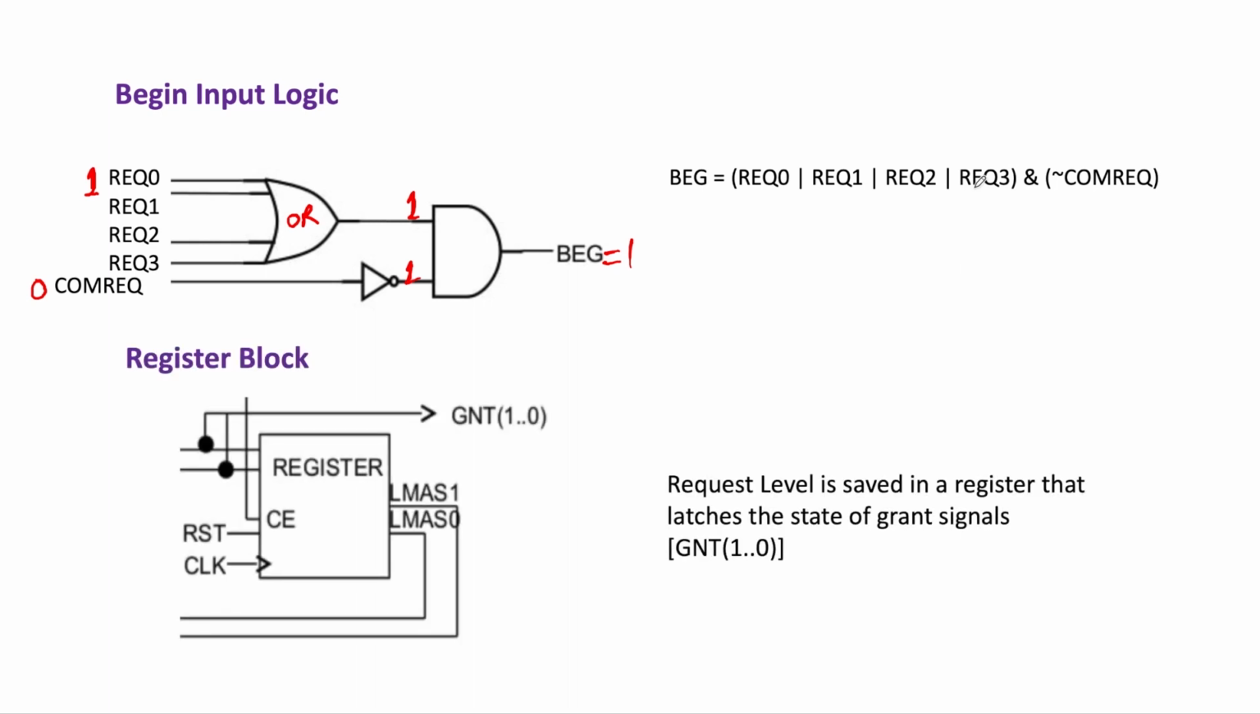Next is the register block, which keeps track of the level of the previous master, that is the previous request. So the level is saved in a register that latches the state of the grant signal, that is the encoded output grant 1 and grant 0. The register latches the grant signal when indicated by the state machine, and the count enable over here is activated with the help of the state machine logic block.